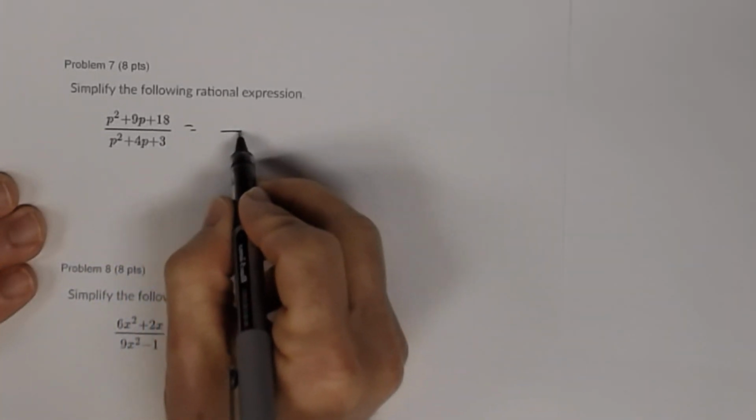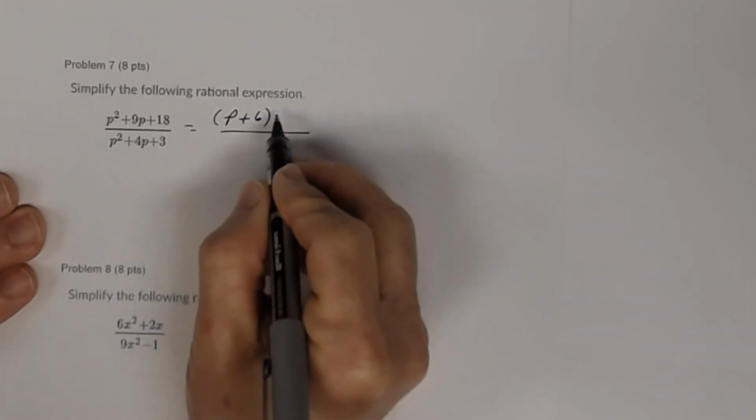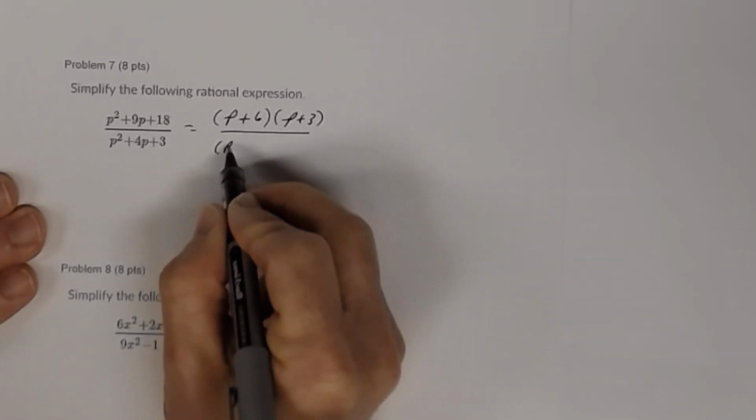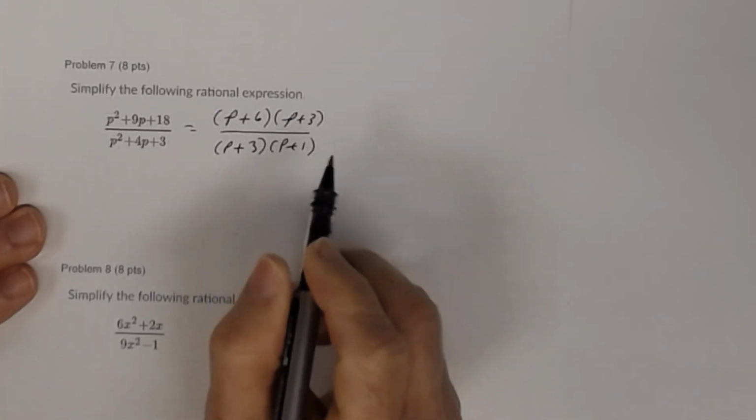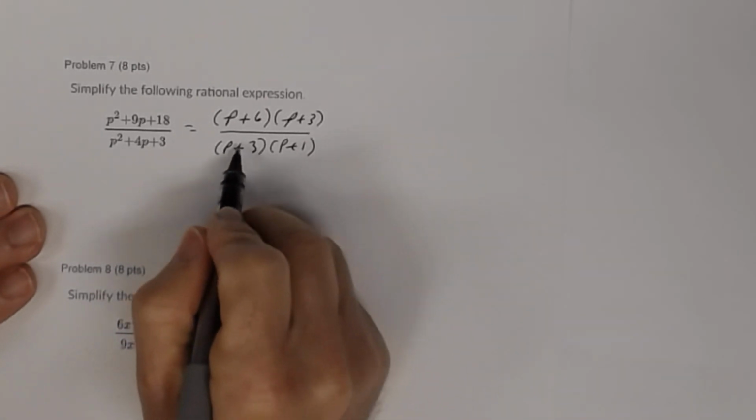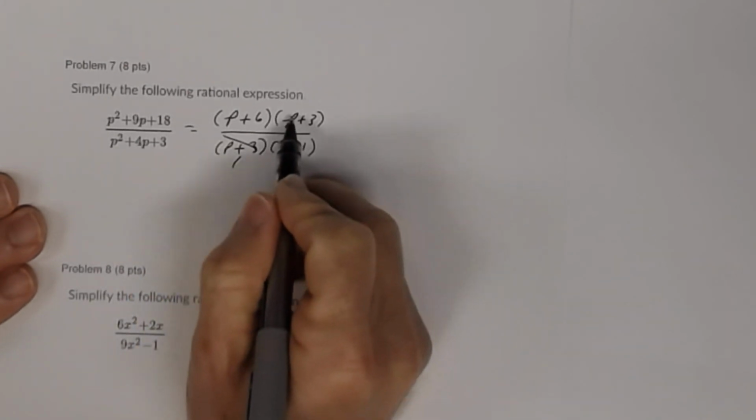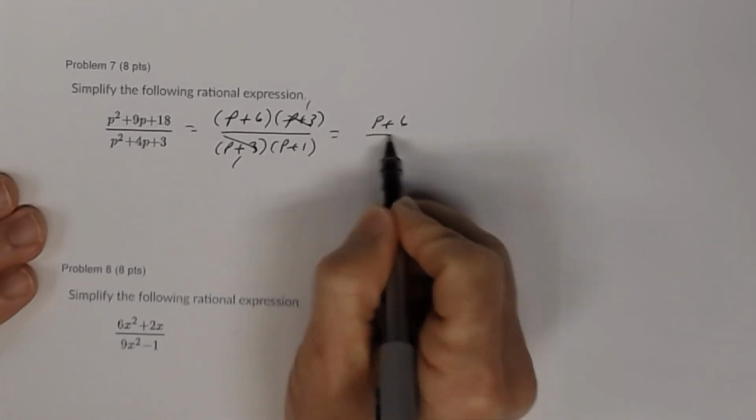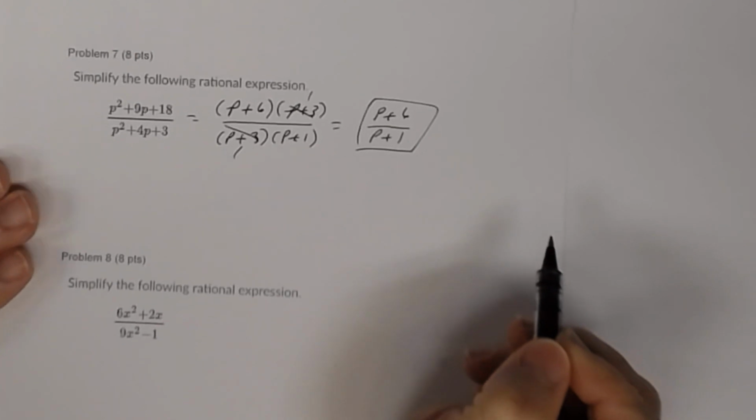Okay, now in number 7, same directions. So this time you're going to factor the numerator as p plus 6 times p plus 3. The denominator can be factored as p plus 3 times p plus 1. And then once you factor, the next step is to reduce. So you have to show what's being reduced. So the factors of p plus 3 can be reduced. So that's going to be 1, that's going to be 1, and you get p plus 6 times 1 is p plus 6. 1 times p plus 1 is p plus 1. And so there's your answer there.